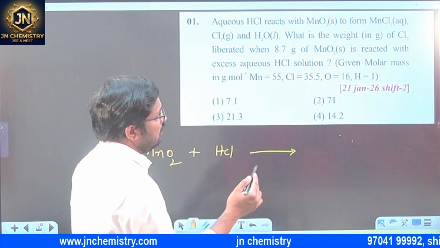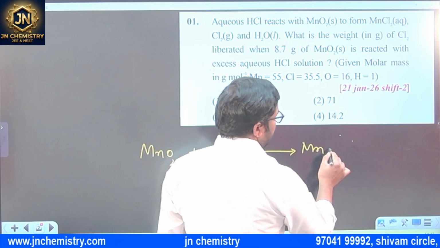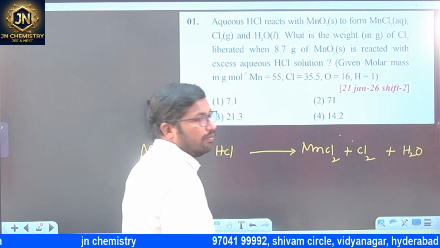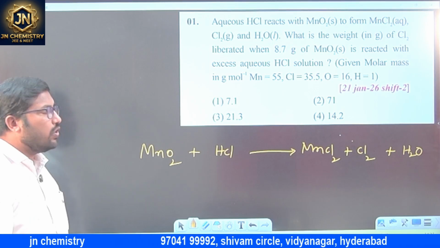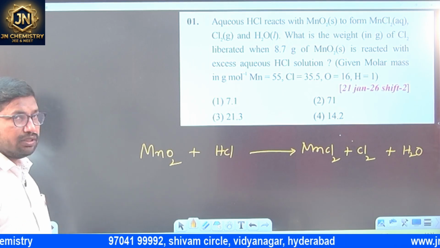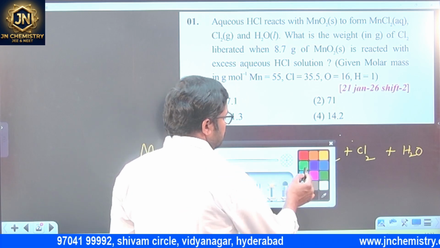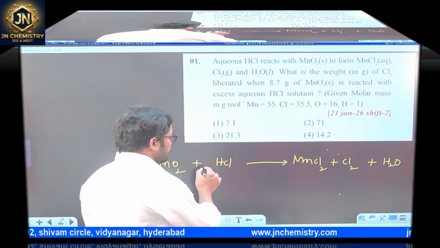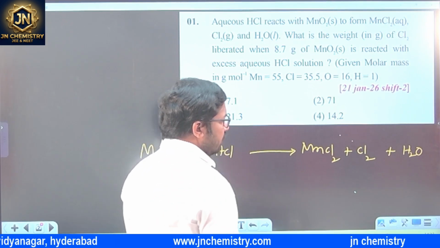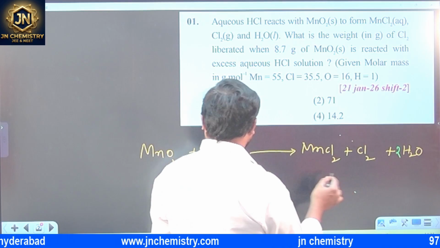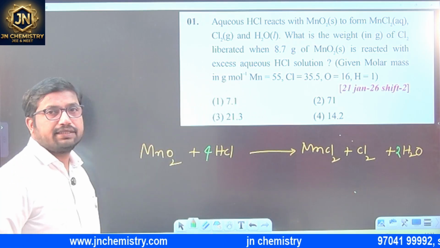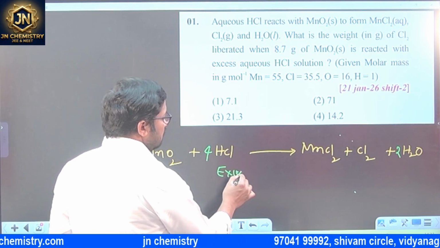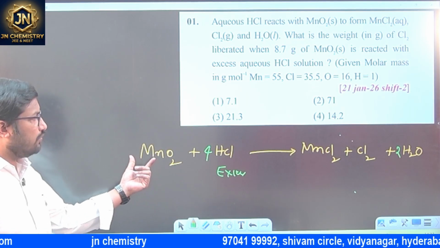We'll get MnCl2 plus Cl2 plus H2O. The main important thing is first we need to balance the equation. Manganese, Mn, it's clear. For example, I'm taking 4 HCl, so take 2 H2O, Cl2 and Cl2. So this is the balanced equation. In this case, HCl is excess. MnO2 is the limiting reagent.